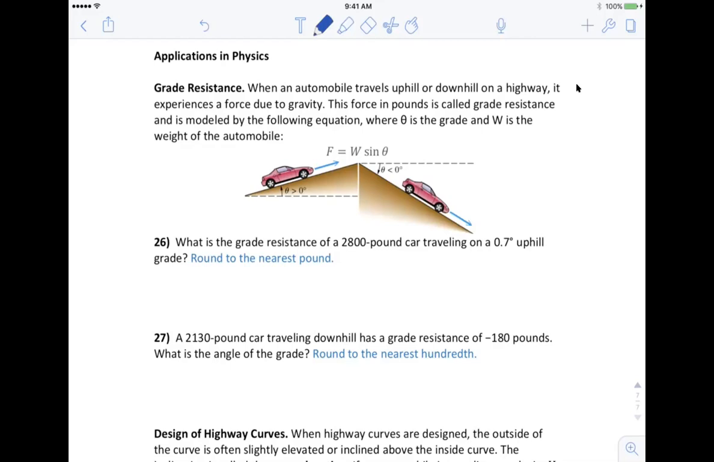Okay, so number 26, what is the grade resistance of a 2,800 pound car traveling at 0.7 degrees uphill? So I would just apply that formula. F equals W, the weight of the car, which is 2,800, times sine of the angle, 0.7 degrees. And then it's just about calculating that. So I could jump to my calculator and try that out.